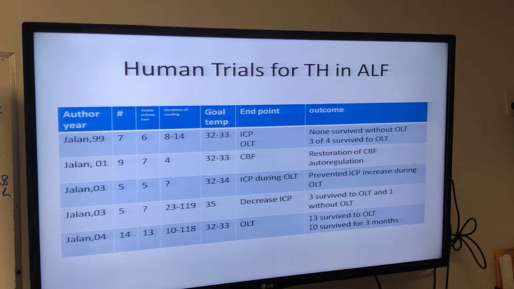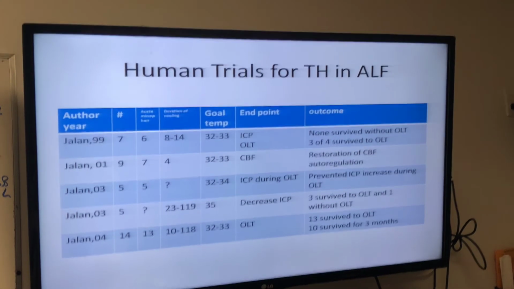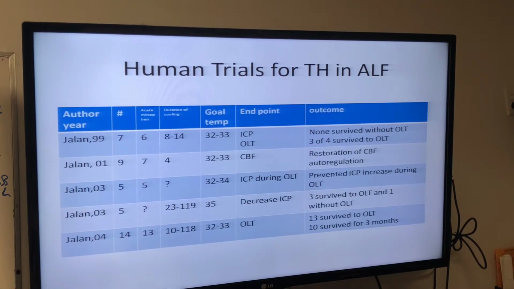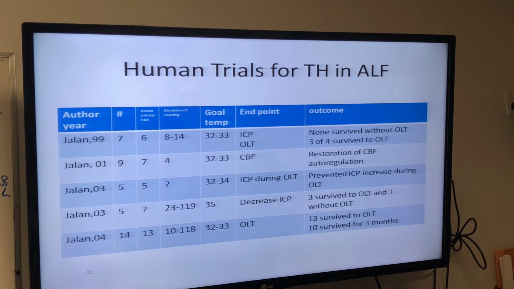The last study, for example, 13 out of the 14 survived to organ transplant. 10 of them survived for 3 months waiting for the organ. So basically, when you die from it, you die in the first 5 days. Obviously a liver is not going to be available in 5 days, so if you make them survive 5 days and then warm them up, they might survive up to 3 months to wait for organ transplant. So that's an achievement, and you're never going to see a study bigger than that.